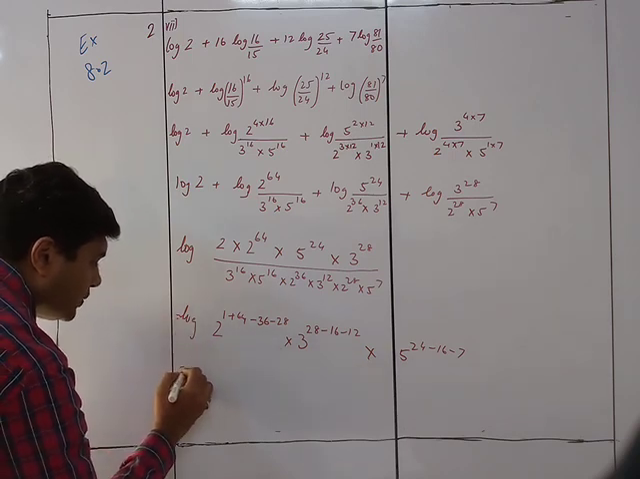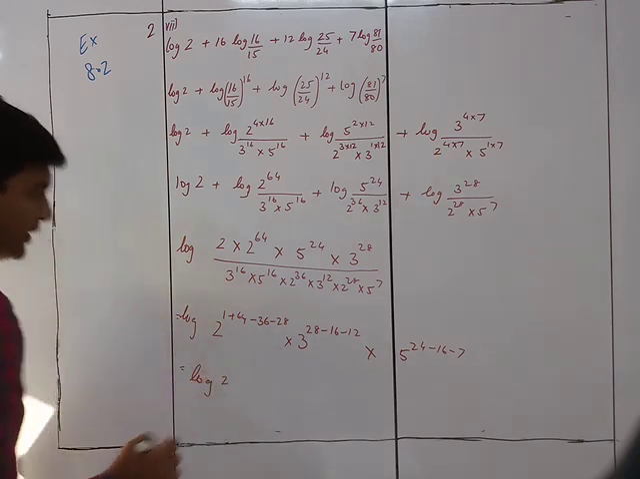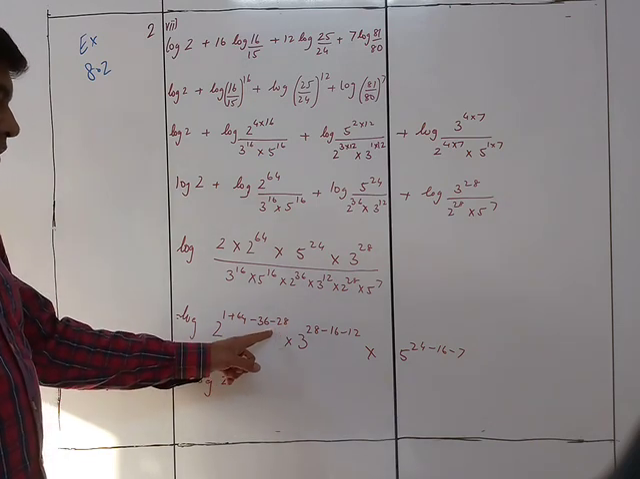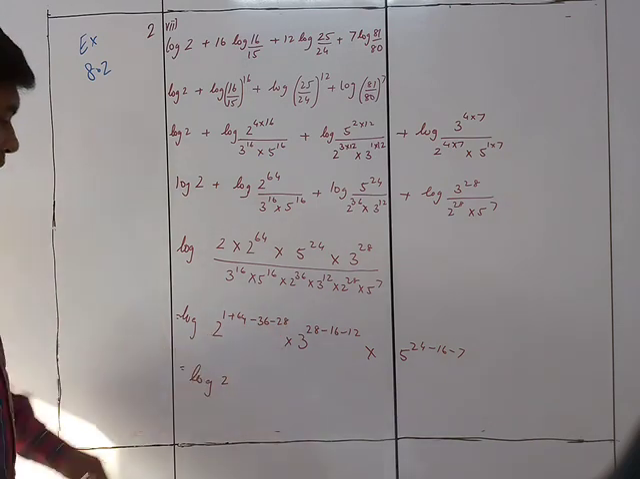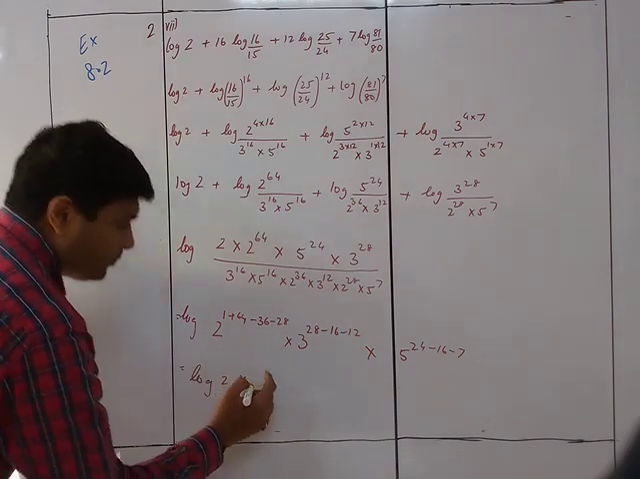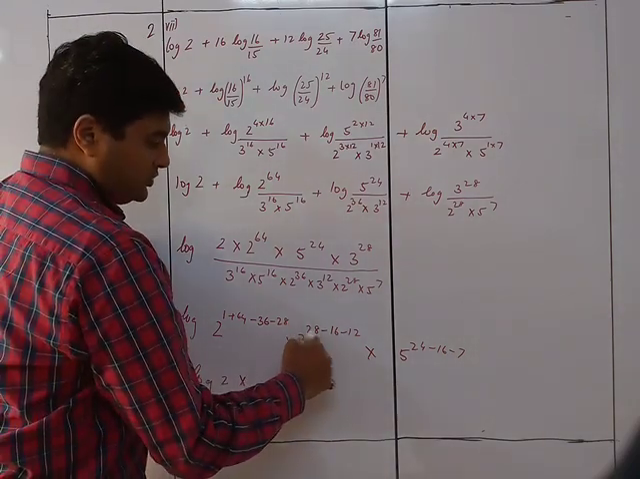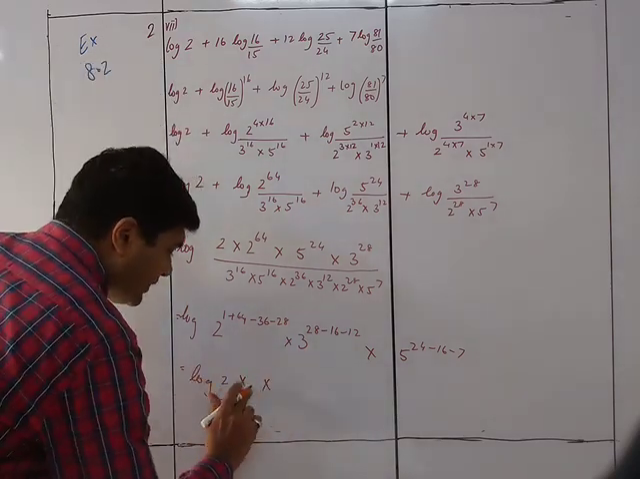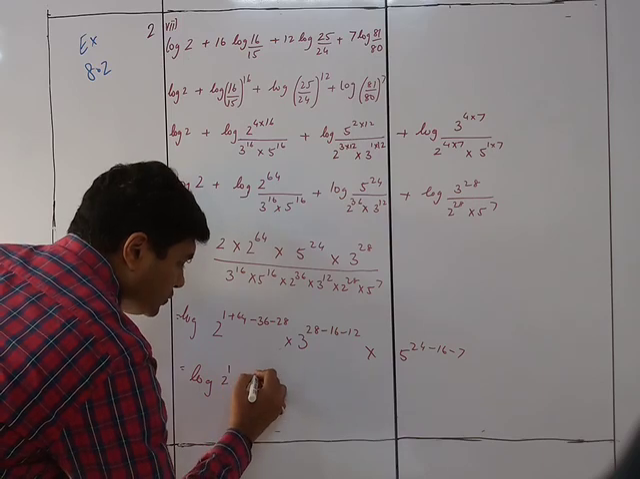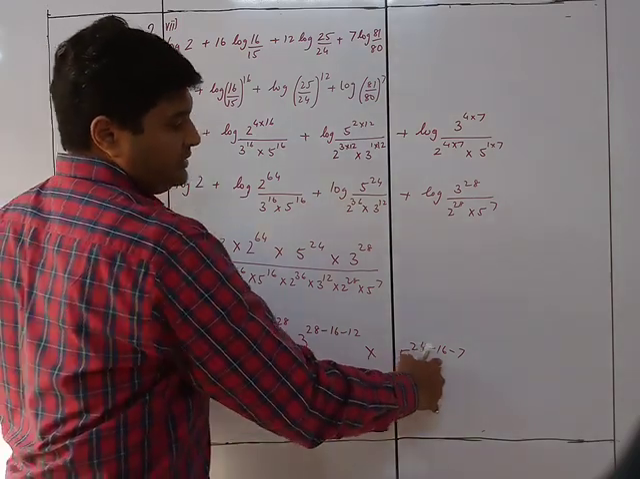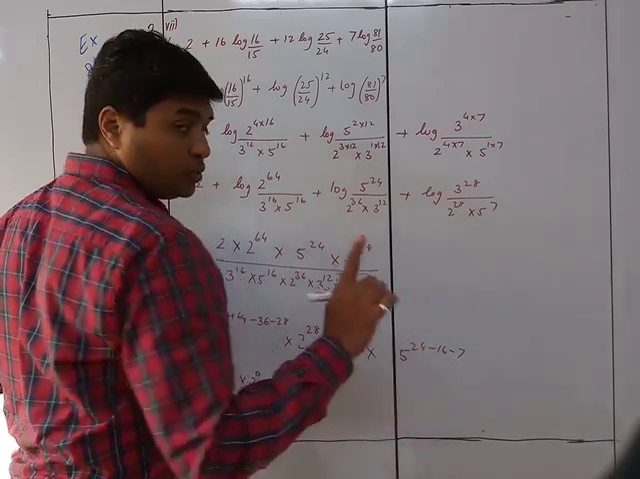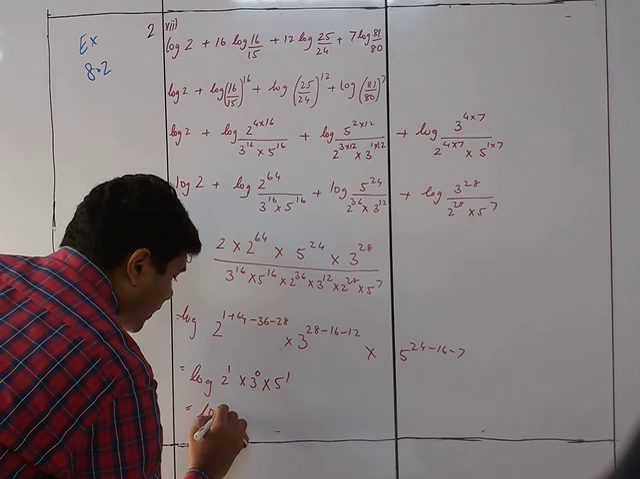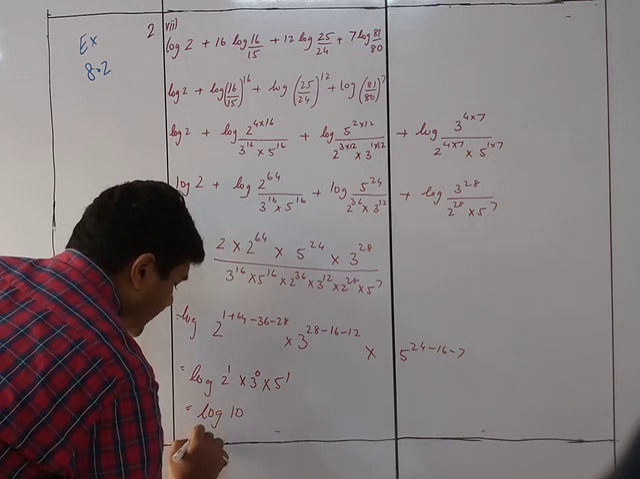So that gives me log of 2 raised to 65 minus 64, which cancels and leaves 2 raised to 1, into 3 raised to 0, into 5 raised to 1, since 16 and 7 is 23 and 24 minus 23 is 1. Is nothing but log of 10, which is nothing but 1.